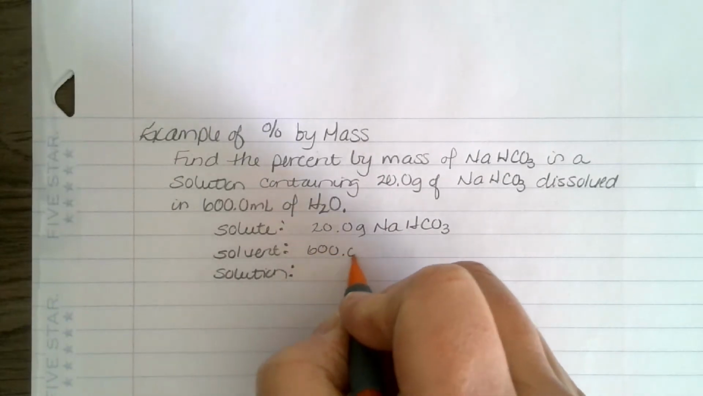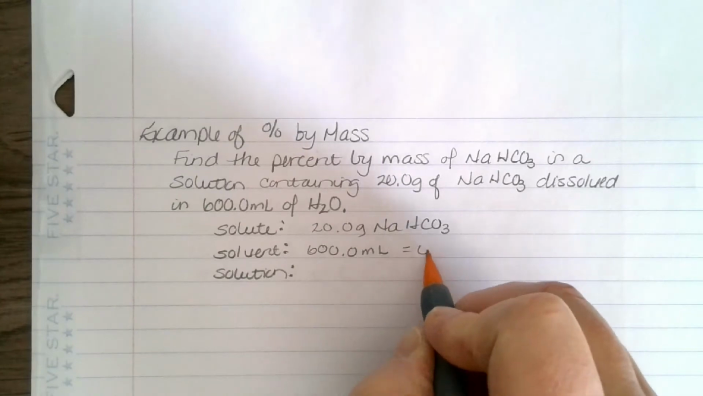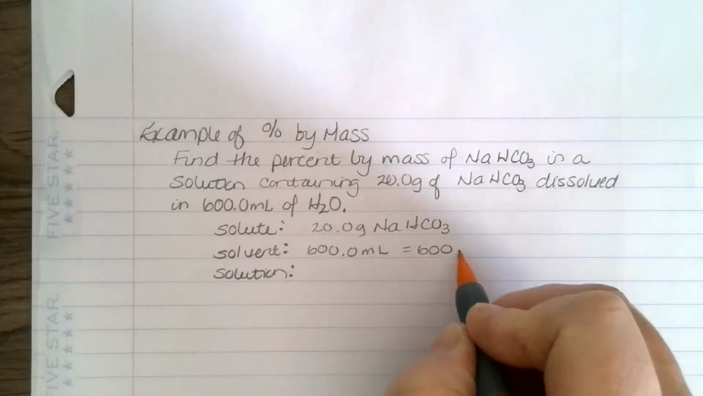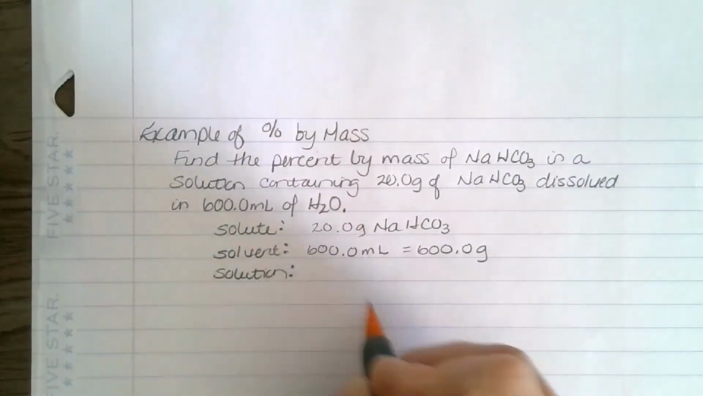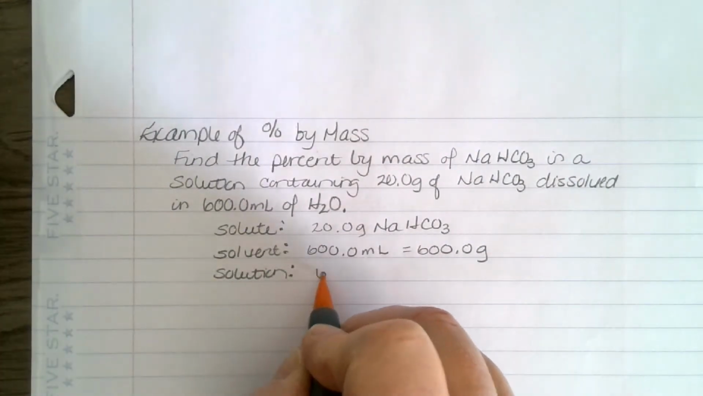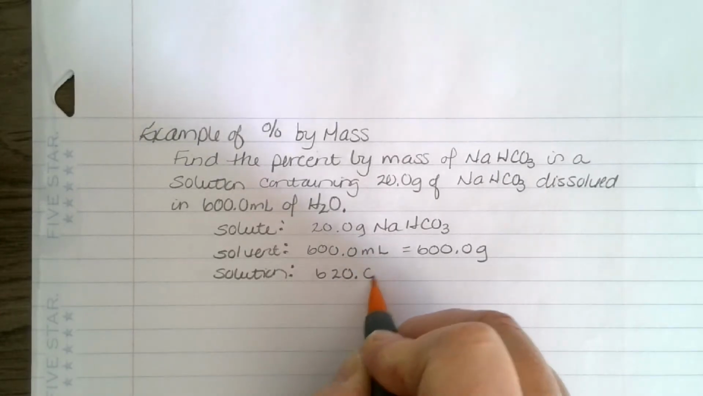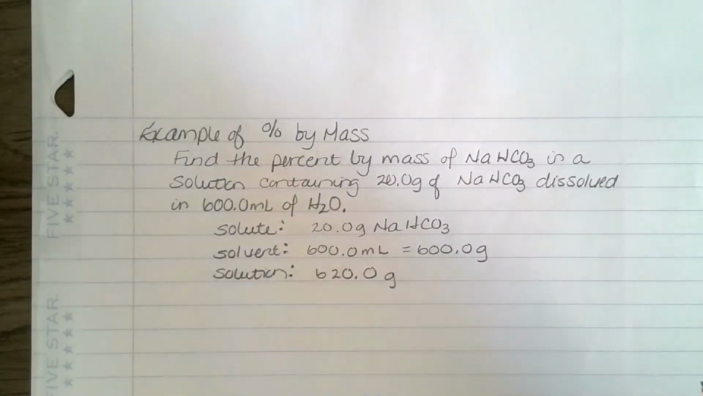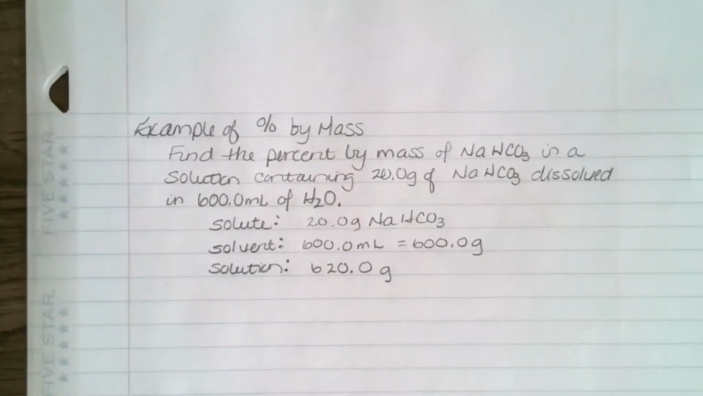Now, in previous sheet, I told you that there are 600.0 grams also. So the whole solution is going to have a total mass of 620.0 grams. 20 plus 600. Didn't even need my calculator for that one.